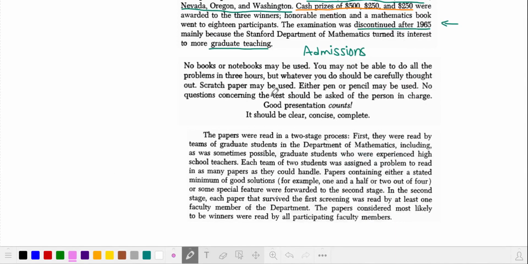We're not allowed to use any notes or textbooks. We have 3 hours to solve these problems. It says good presentation counts. I wonder if this means you'll get partial credit for showing your work.